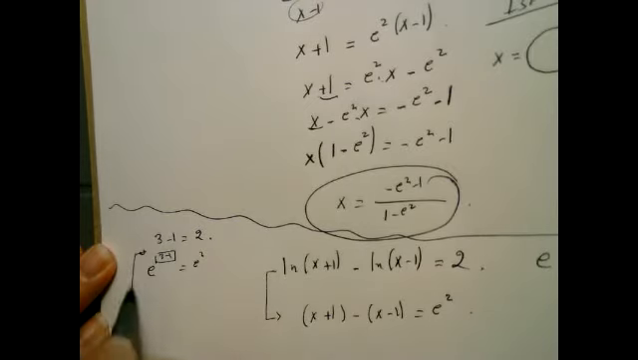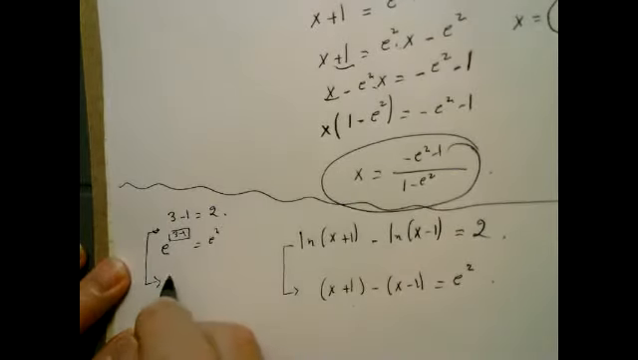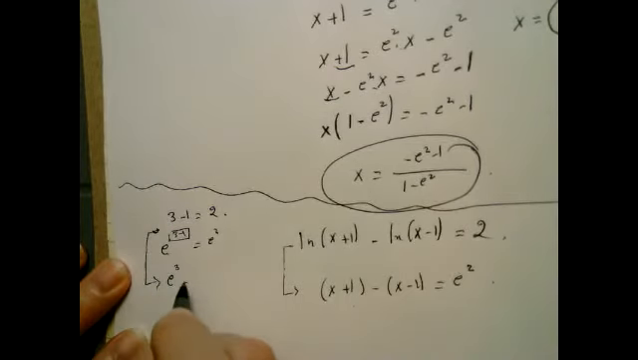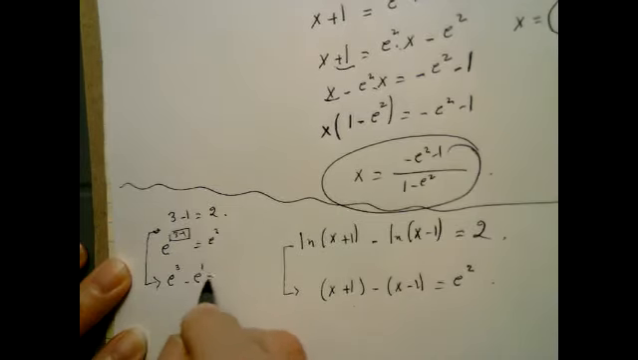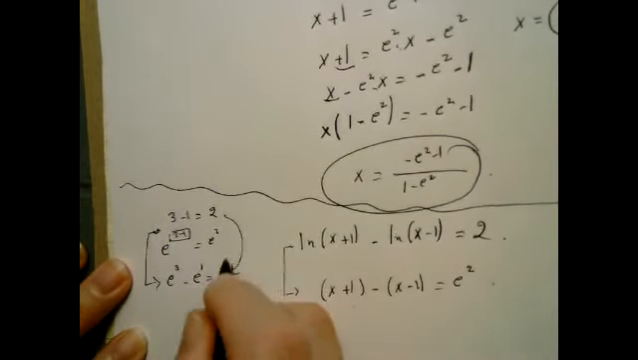Now, what the student did was the following. The student had e to the 3 minus e to the, I think, yeah, minus e to the 1 is equal to 2. Is this step equal to e squared?